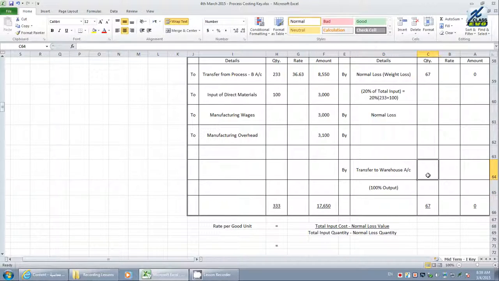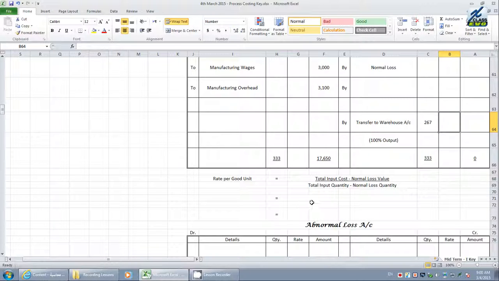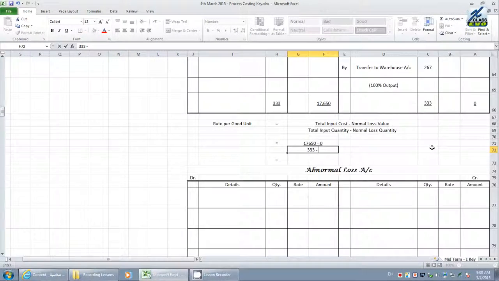100% means you have to take the total input value minus your normal loss value. You will get this, to be considered as your total value. Next, how much is your rate per good unit? What is the formula here? Total input cost. What is your total input cost? It is 17,650 minus 0. And the weight: total input quantum, how much? Input quantity is 333 minus your normal loss quantum. What is the normal loss quantity? It is 67.